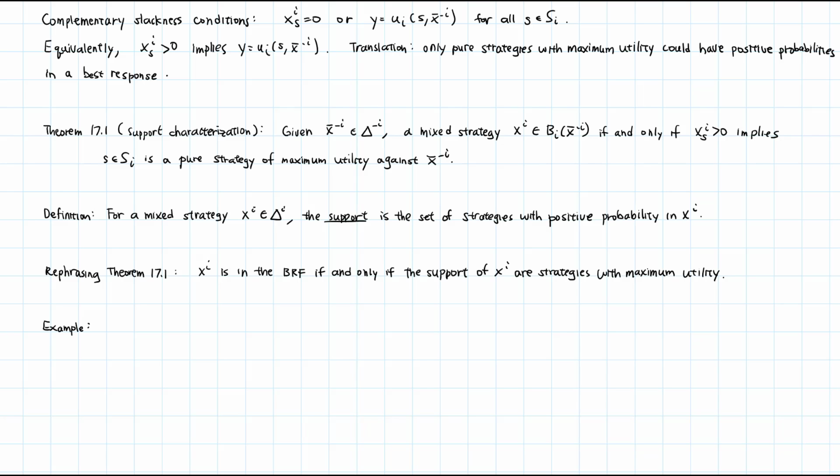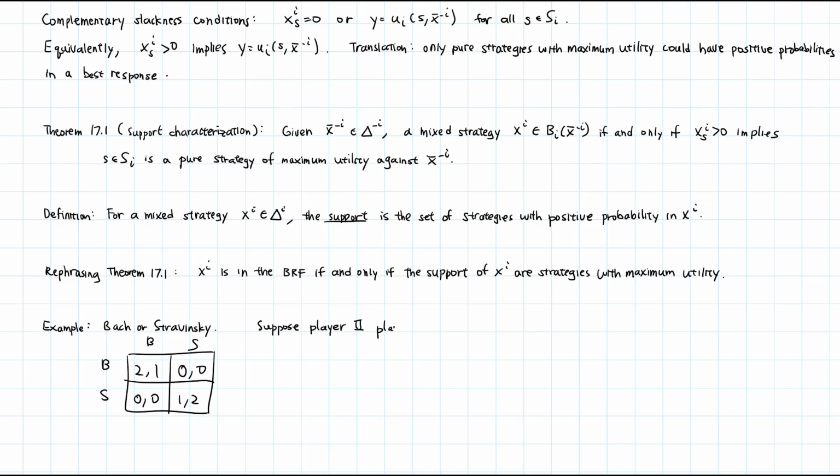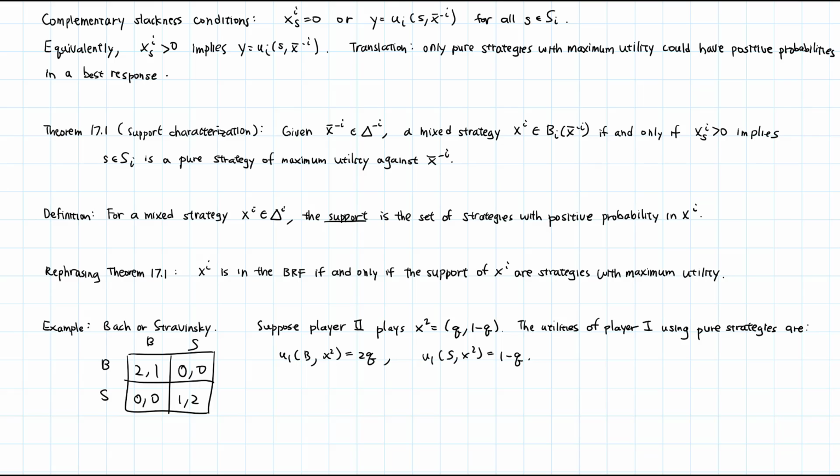We now go back to the Bach or Stravinsky example. Suppose player 2 plays x2, which is q, 1 minus q. The utilities of player 1 using pure strategies are as follows. The utility for playing Bach is 2q, and the utility of playing Stravinsky is 1 minus q. Depending on the value of q, the strategies with maximum utility are different.